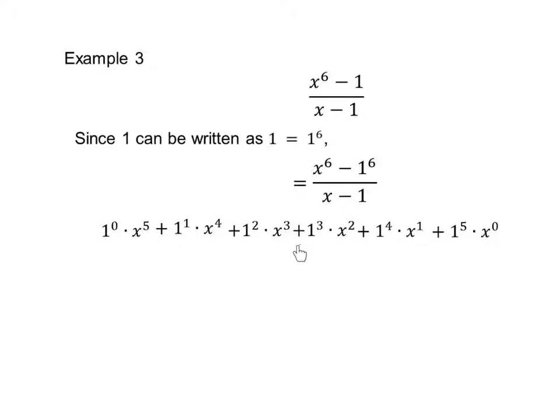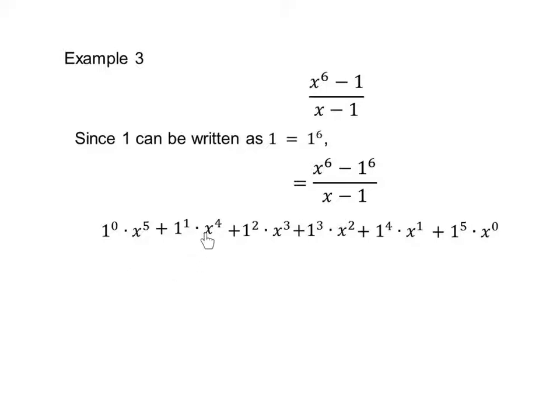Okay, so now the next thing is to just evaluate 1 to the power of 0, 1 to the power of 1, 1 to the power of 2, 1 to the power of 3, 1 to the power of 4, 1 to the power of 5, which we know is just 1. So 1 times x to the power of 5 is x to the power of 5. So the next step, down here, will be x to the power of 5.